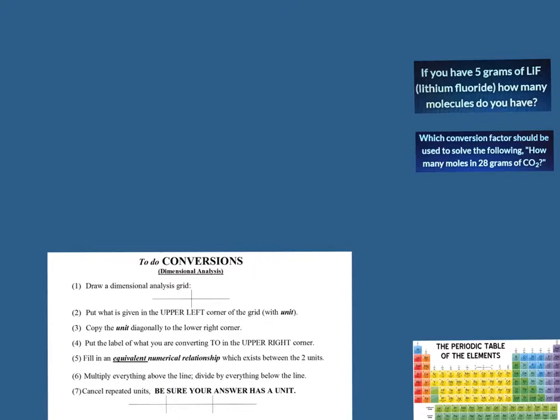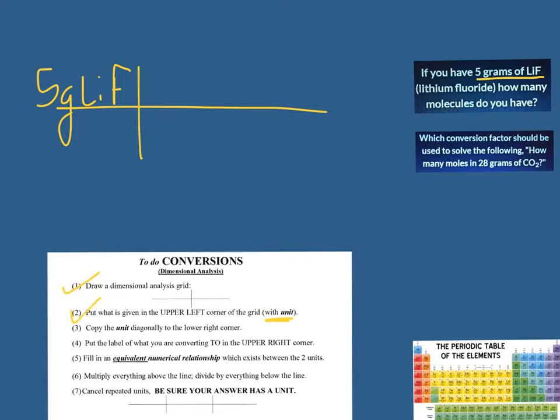So step 1, draw a dimensional analysis grid. Check. Put what is given in the upper left corner with the unit. I'm given 5 grams of LiF. 5 grams lithium fluoride. Check. Copy the unit diagonally to the lower right corner. My unit is grams of LiF, grams of lithium fluoride. Check. Put the label of what you're converting to in the upper right-hand corner.